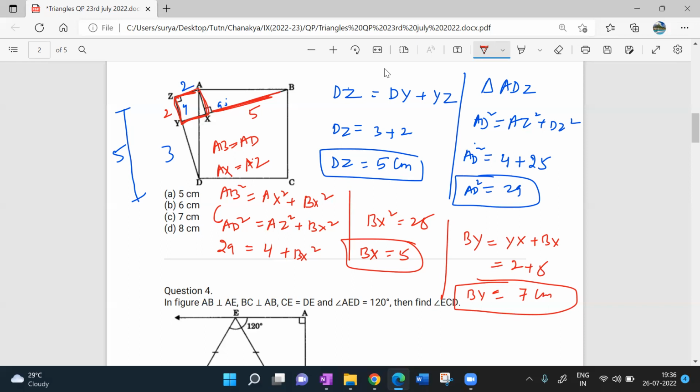Which congruence property is being followed then? There's no SSA. It's actually coming as side-side-angle, but SSA is not there in congruence. So how can we say it's congruent? Okay, next question.